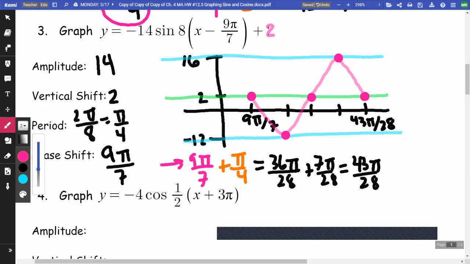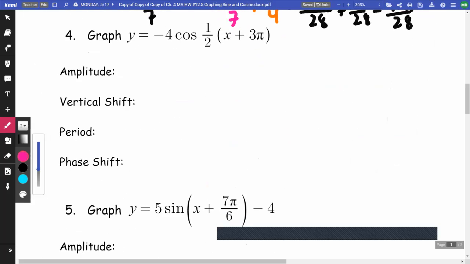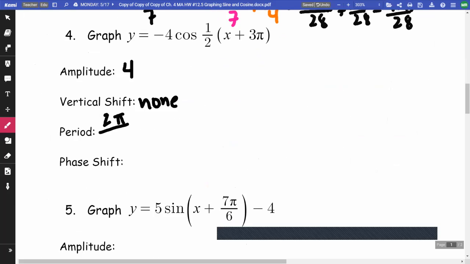Okay, so number 4. My amplitude is 4. My vertical shift is none. My period is 2 pi over 1/2, which actually is going to be 4 pi when I do that math. And my phase shift is a negative 3 pi.